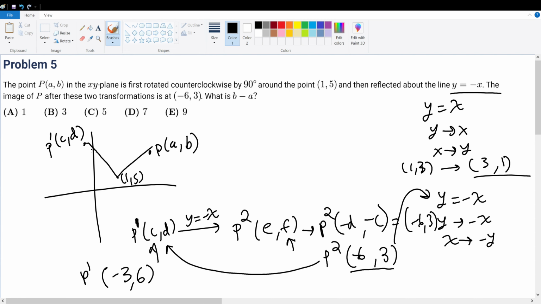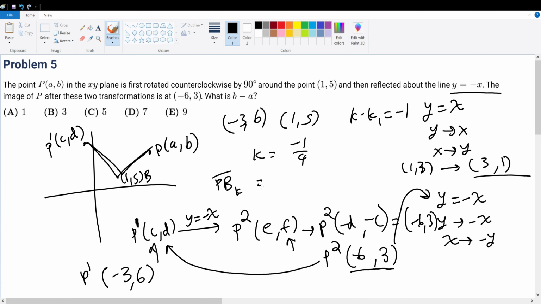And now we know that it's going 90 degrees, going from here and back to here. So to do that, we can draw lines out, right? (-3, 6) and (1, 5). These are the points. So what is the slope of this line? Well, that's equal to (5 - 6)/(1 - (-3)), which becomes -1/4. And we know that perpendicular slopes k times k1 has to equal negative 1. So that means the slope of, let's call this point B, the slope of PB has to equal negative 1 divided by negative 1/4, which is equal to 4. So the slope of it is 4.